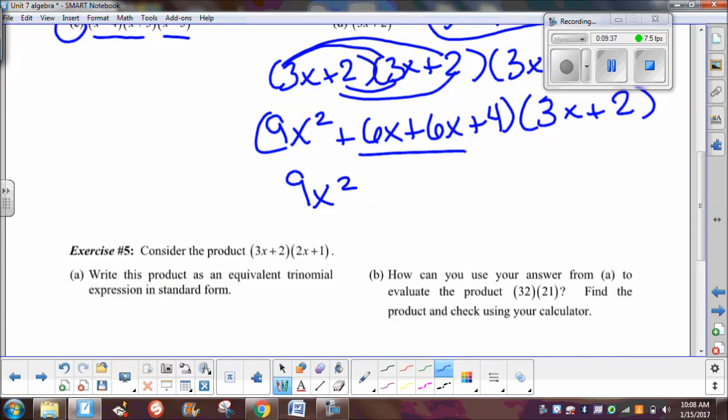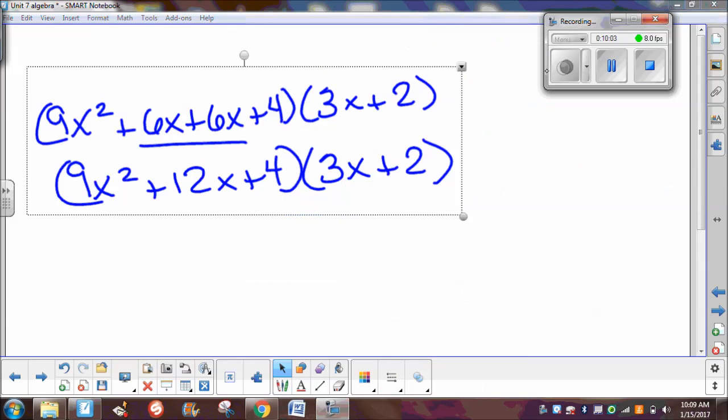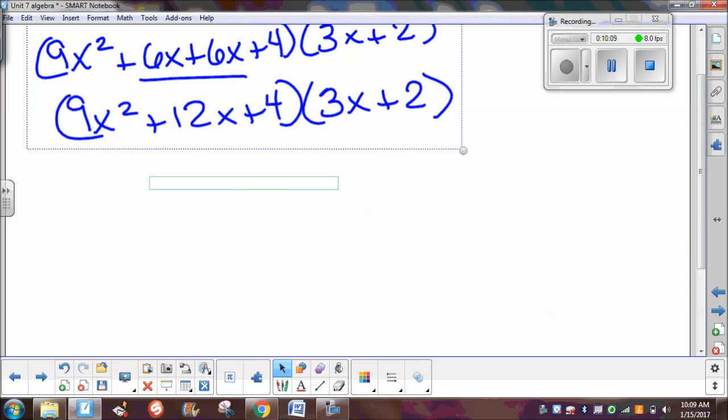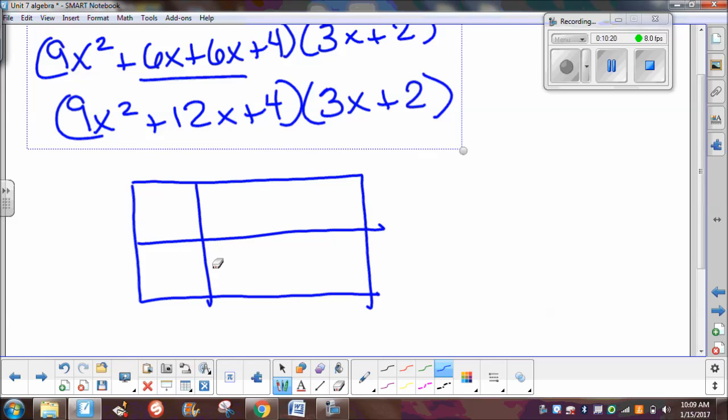Combine my like terms. Okay. I'm still not done. Now I have a trinomial times a binomial. I'm going to pause the video and put this on a blank page so we've got some more space. Okay, so we're back. So now I've got that trinomial times a binomial, so I'm going to organize my thoughts again using that graphic organizer. So it's a 2 by 3 because I have a binomial times a trinomial. So I'm going to put my binomial out here and my trinomial along the top.